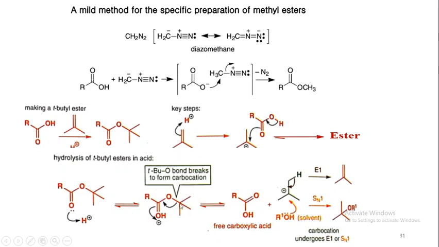The tertiary butyl and oxygen bond breaks to form the carbocation. This tertiary butyl carbocation is a stable carbocation, therefore this bond easily breaks and there is a formation of free carboxylic acid. In the next step, the alcohol as a solvent attacks this carbocation to form these two products: by the E1 mechanism, this is the isobutene, and by the SN1 mechanism this product is formed.